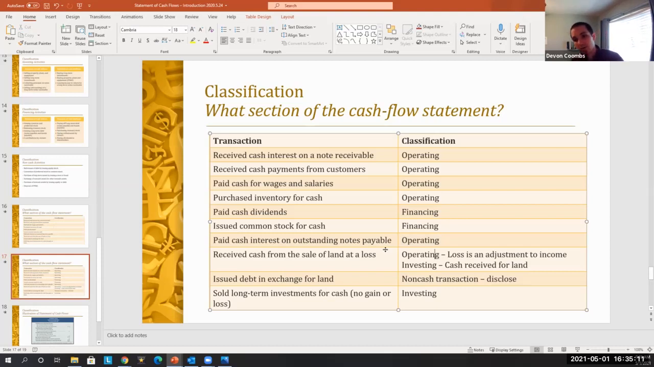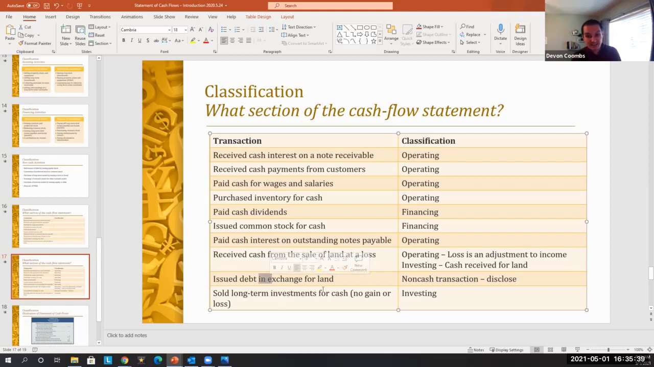Received cash from the sale of land at a loss. These are two components, right? This is pretty complex, but I think we should all get there now. Receiving cash for the sale of land is an investing activity, right? That's a long-term asset. But if we sold it at a loss, the loss portion is an operating activity because it immediately impacts our net income.